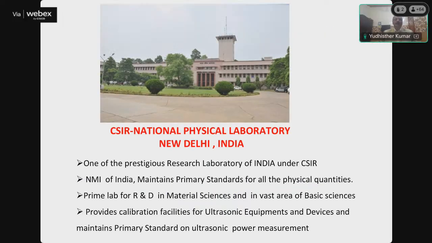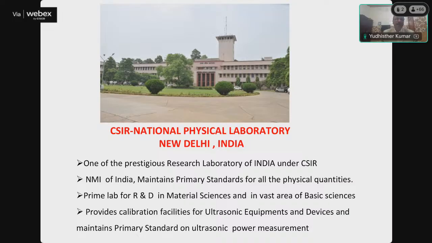This slide shows the front side photograph of the National Physical Laboratory, one of the reputed research laboratories in India under CSIR, the Council of Scientific and Industrial Research. It is the National Metrological Institute of India, which maintains primary standards for all the physical quantities, and it is a prime lab for research and development in material sciences in a vast area of basic sciences.